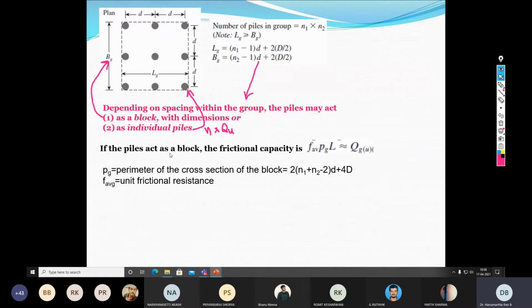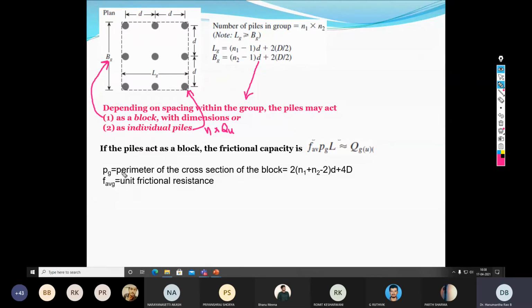If the piles act as a block, the friction capacity is determined as F average into Pg into L. Now let us compare this with the individual pile. Here F average is the unit skin friction, which is very similar to the individual pile. However, when you calculate F average, you have taken only the individual pile in the previous class, but in the pile group, it is something like the block.